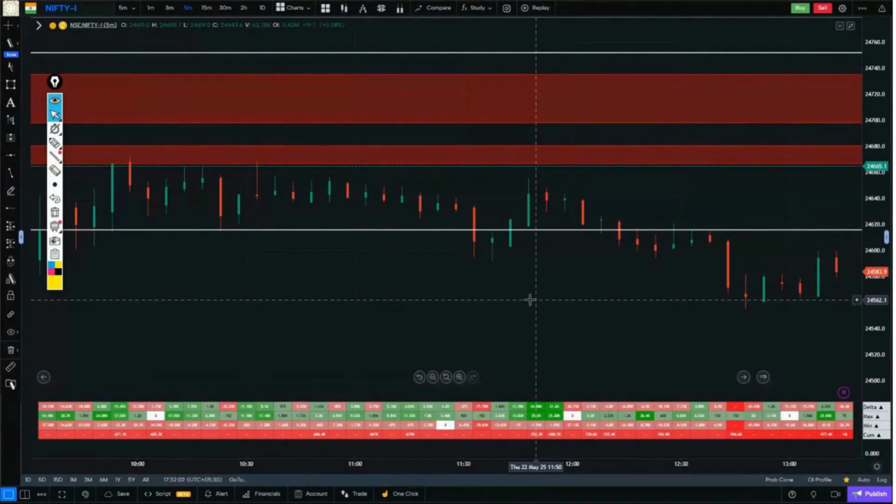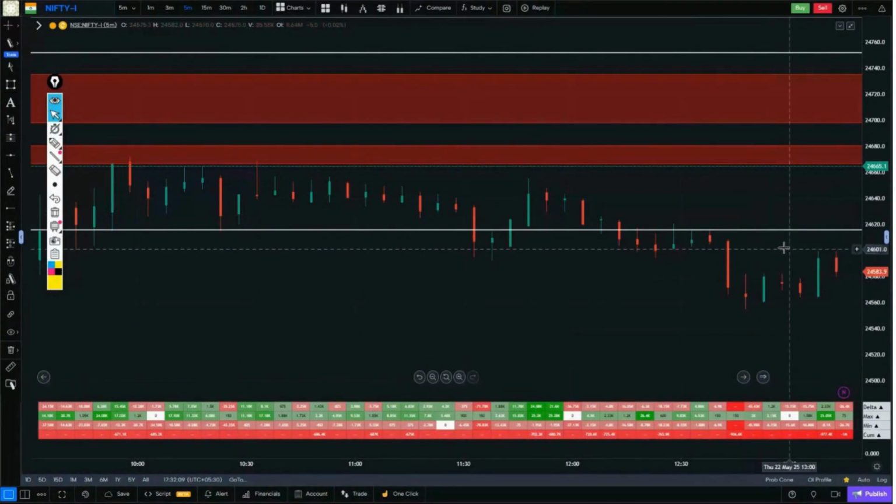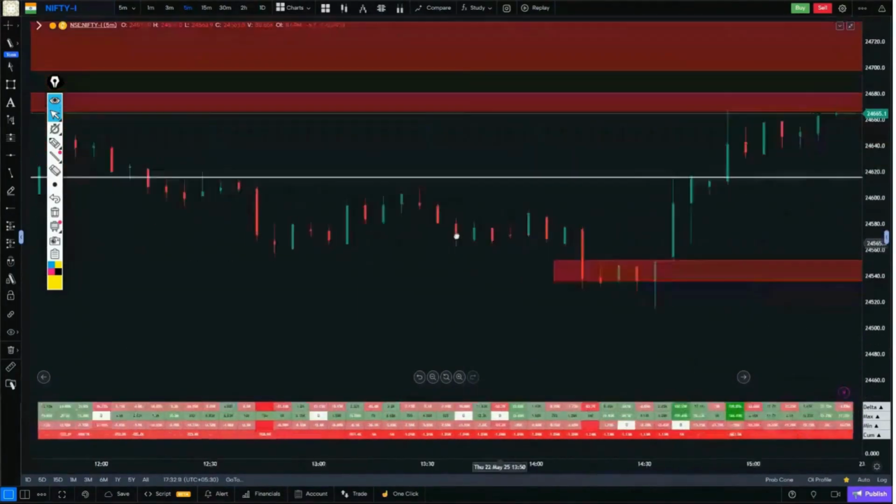There is no interest from any buyer. Whoever is there, somewhere or the other, it's only the sellers coming in. The price is moving because of selling. Okay, this was that selling.